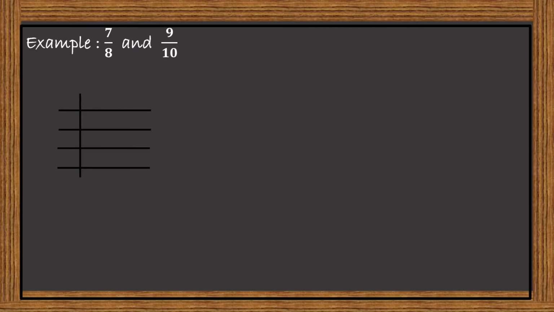So here is an example in front of you. This is 7 upon 8 and this is 9 upon 10. If you look at the fractions carefully, here the denominator is 8, here the denominator is 10. Here the numerator is 7 and here the numerator is 9. Numerator and denominator both are different. So to make the denominators the same, we have to calculate the LCM of 8 and 10.